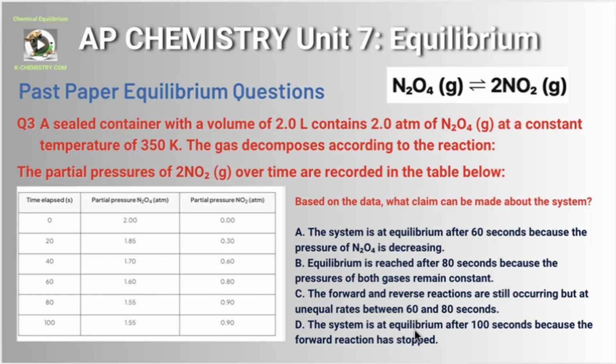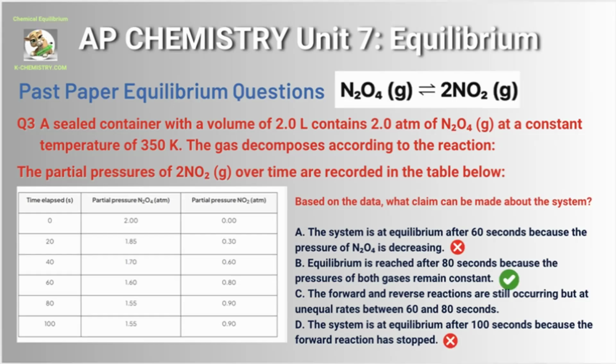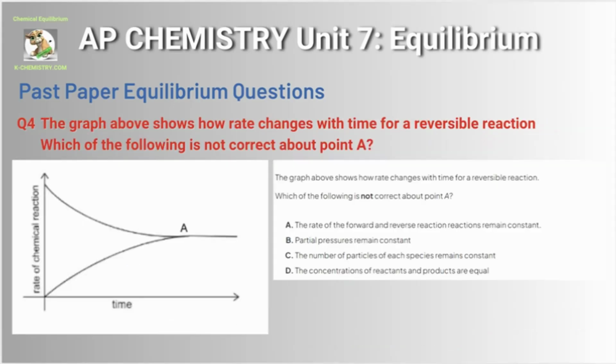The system is at equilibrium after 100 seconds because the forward reaction has stopped. This is incorrect. I can still see that they are still going. So they are still going, but at equal rates. So the only answer which is correct is B. Equilibrium is reached after 80 seconds because the pressure of both gases remains constant. It's not changing here. So B only is the correct answer.